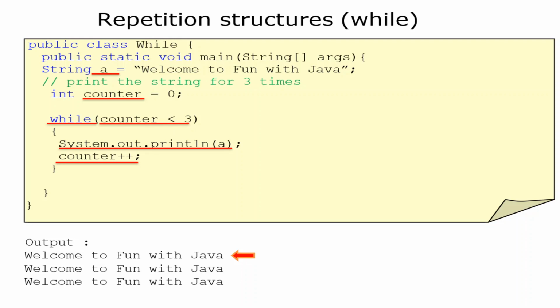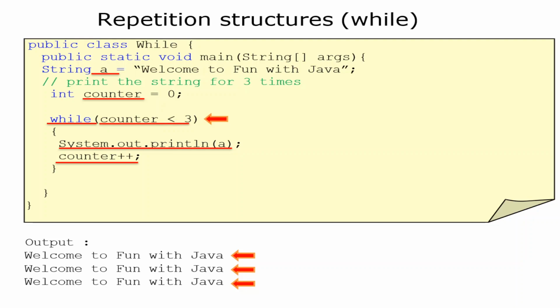Since this is a repetition, it goes back to this line. Check again if 1 is less than 3. True. Then it prints again the string "welcome to fun with Java" and increases counter by 1. Now our counter is equal to 2. Again it checks if 2 is less than 3. Yes. Print another "welcome to fun with Java" and add 1 to the counter to become 3. Then it checks if 3 is less than 3. No. Then the loop is stopped. It will go to the statement after the loop, but in this case, we don't have another statement. So our program stops here.